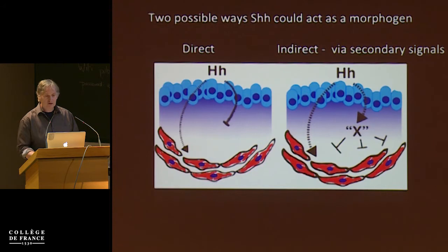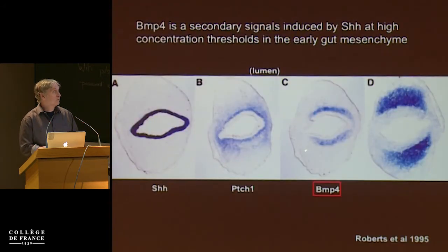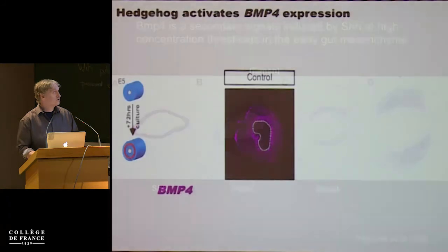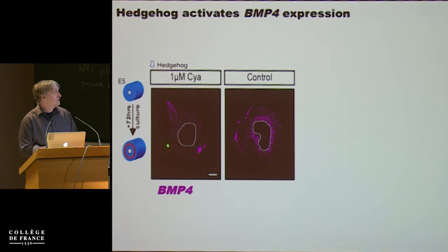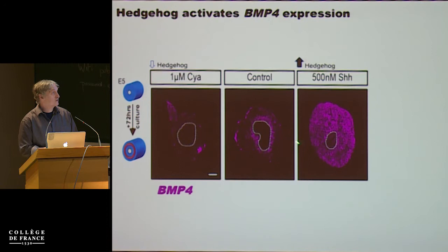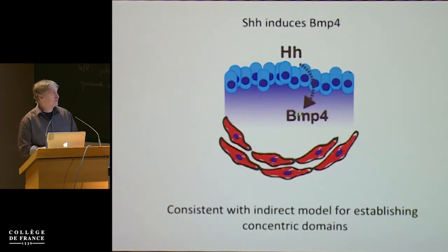Leading us towards at least considering that model is that one of these genes I showed you before, a high threshold response to hedgehog, is another secreted signal, BMP4. And indeed, you can show that in this context hedgehog is upstream of BMP4. So there's BMP4 in the wild type directly under the endoderm. You block hedgehog signaling, you get no BMP4. You have a huge amount of hedgehog signaling, everybody expresses BMP4. So hedgehog is indeed upstream of BMP4.